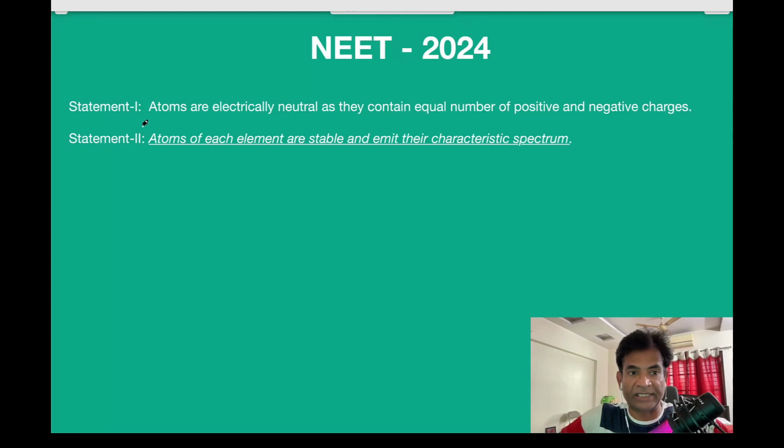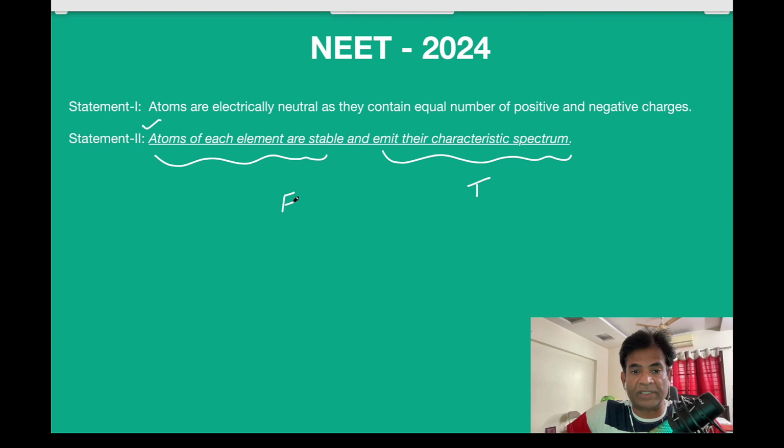Let us look at this statement 2 here. It has two parts. The first part says atoms of each element are stable, and the second says that they emit a characteristic spectrum. We know for sure that the second part is true, but the first part is false if by stability we mean nuclear stability.